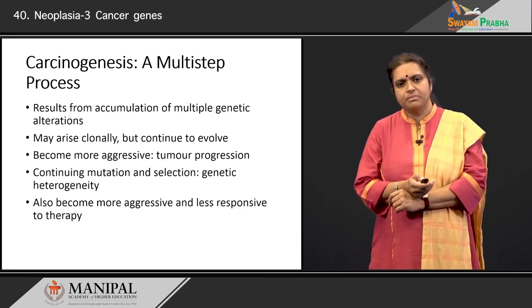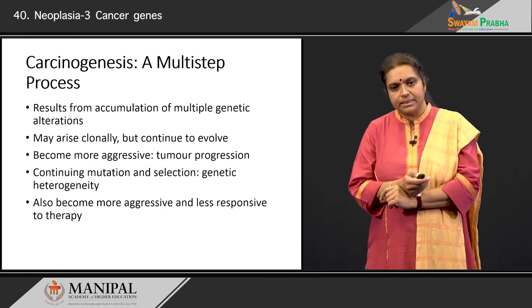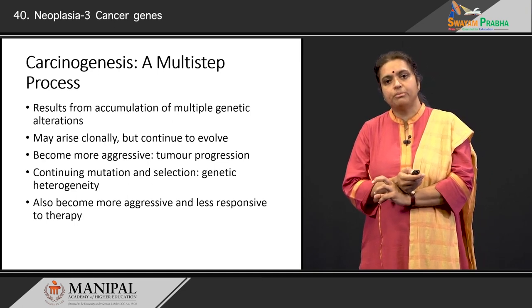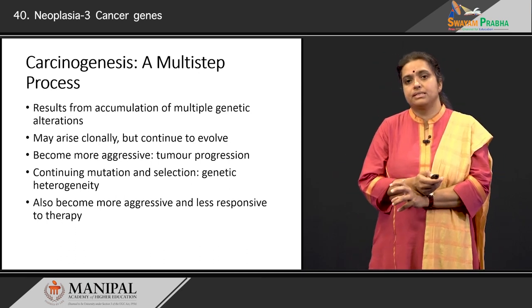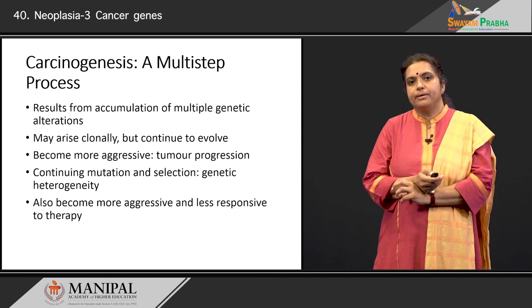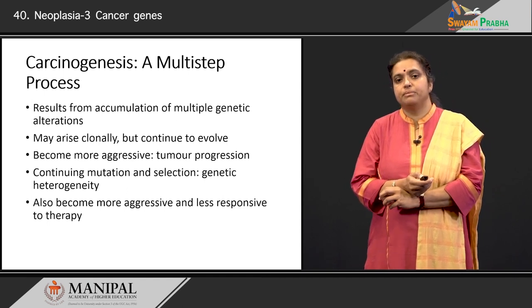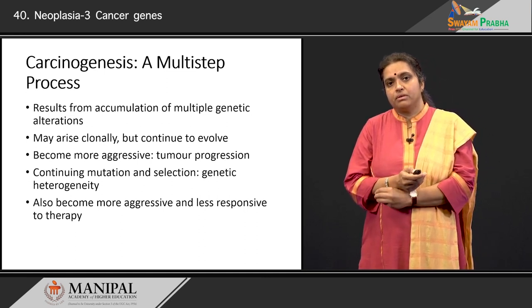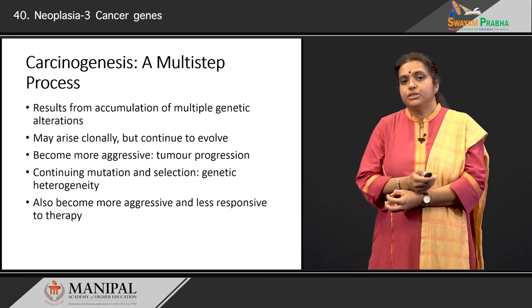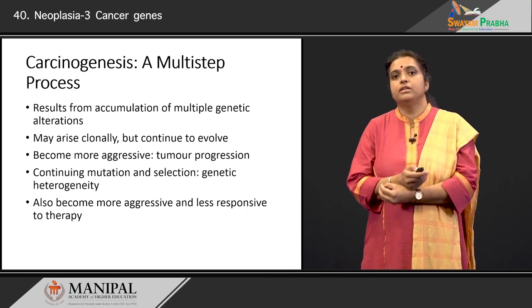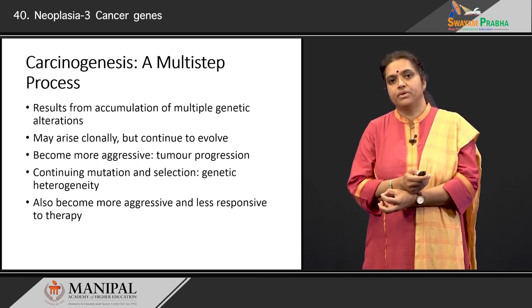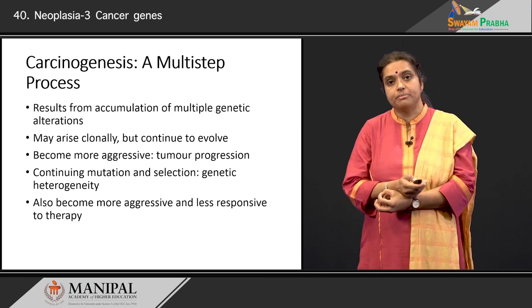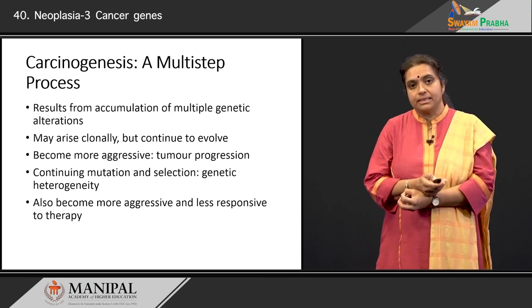Now, how does this happen? This happens because there are mutations that occur over time continuously, and only the fittest cells that have an advantage to grow and proliferate survive. We have already discussed this. There is a Darwinian selection there, and that is how the tumor progresses and becomes more aggressive and less responsive to therapy. For example, if you are treating a tumor with a certain drug, the tumor cells will develop mutations that confer resistance to that drug, and there will be proliferation of cells that are no longer responsive to the drug that you give. So, this is the basis for resistance to drug therapy in cancer.